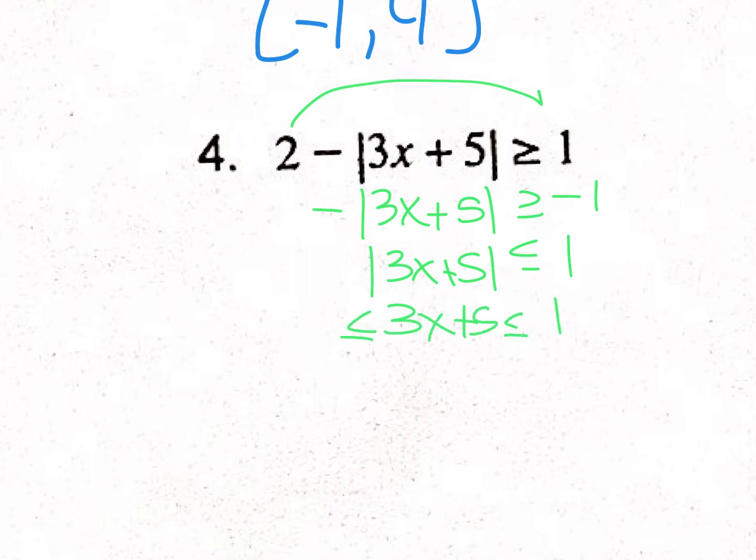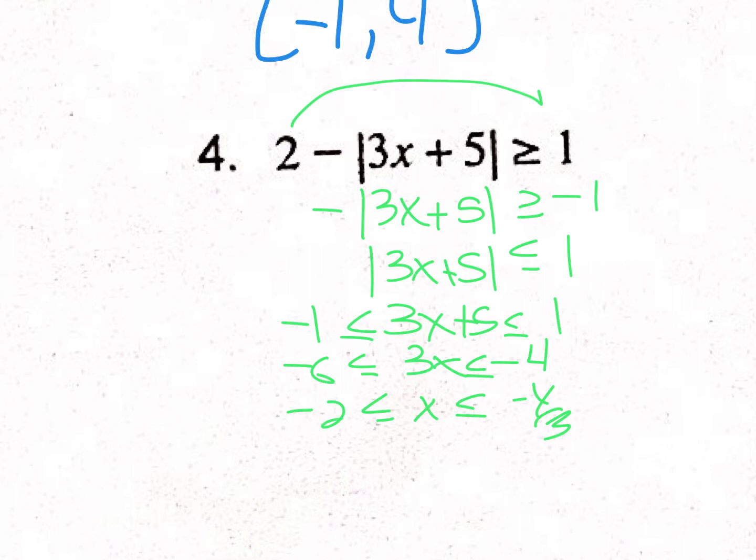2 bars, 2 answers. Subtract 5 from all 3 sides. That becomes -4. This side becomes -6. Divide by 3. You get -4 thirds, and also over here you get -2. So your interval notation is going to be from -2 to -4 thirds. And there's that one. So be careful on that one.